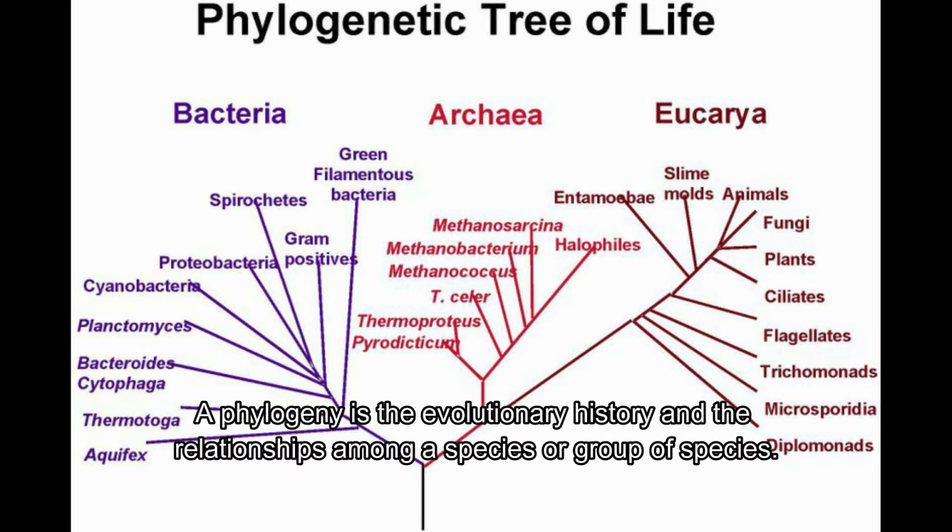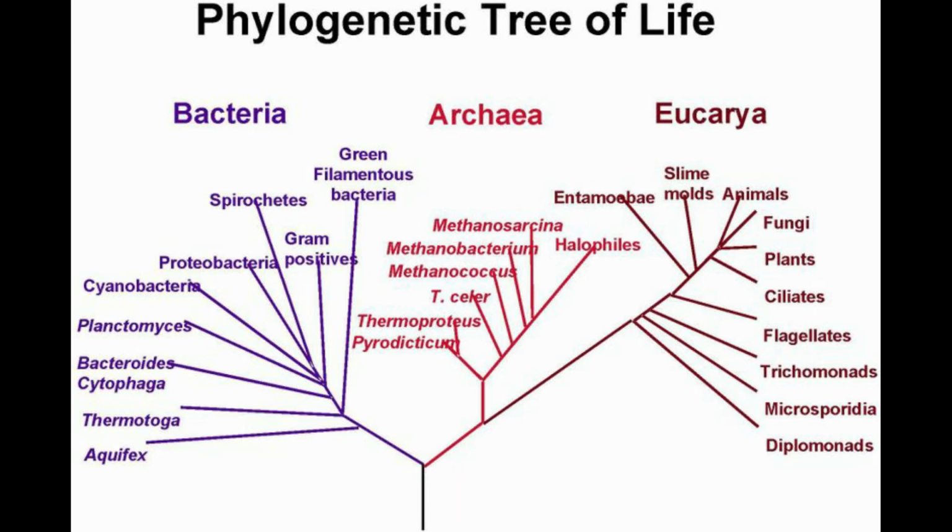A phylogeny is the evolutionary story and the relationships among a species or a group of species. The study of organisms with the purpose of deriving these relationships is called systematics. Many disciplines within the study of biology contribute to understanding how past and present life evolved over time, and together they contribute to building, updating, and maintaining the tree of life.